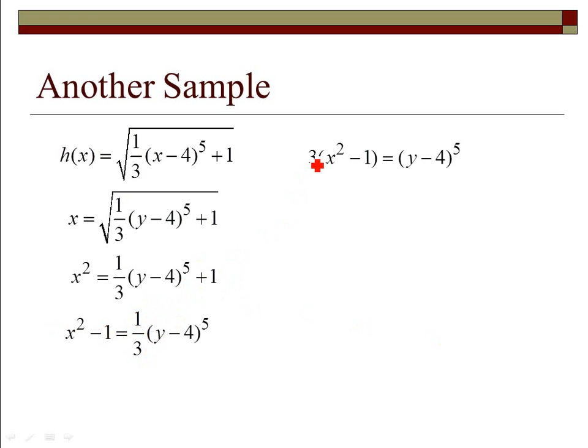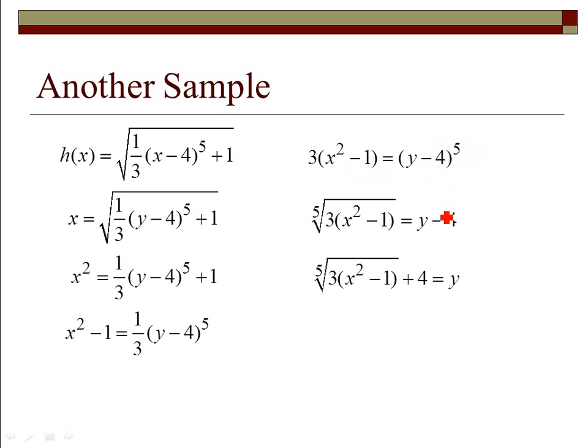Now you may have made this 3x squared minus 3, and that's fine. Get rid of the 5th power. We'll take the 5th root. Final step, we add 4. And then to make sure we recognize that this is the inverse of h of x, we do want to use the correct notation. And we write h inverse of x is equal to the 5th root of 3 times x squared minus 1, and then plus 4.